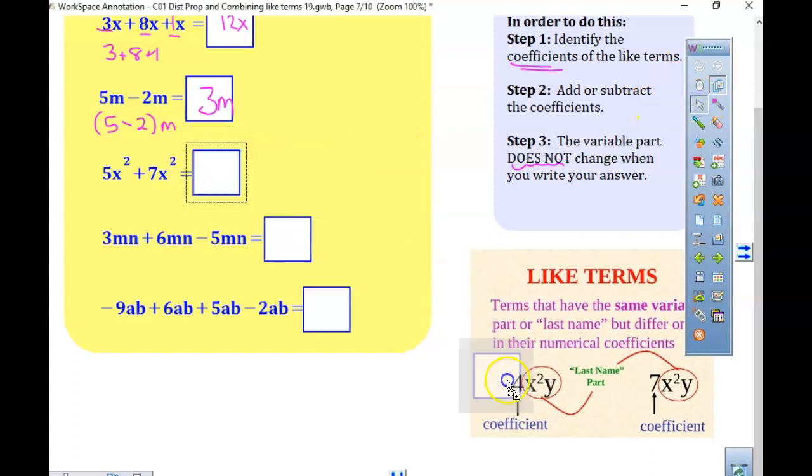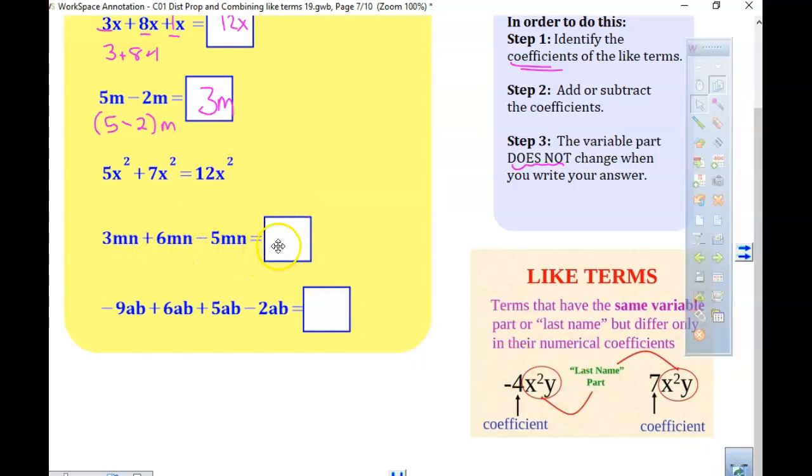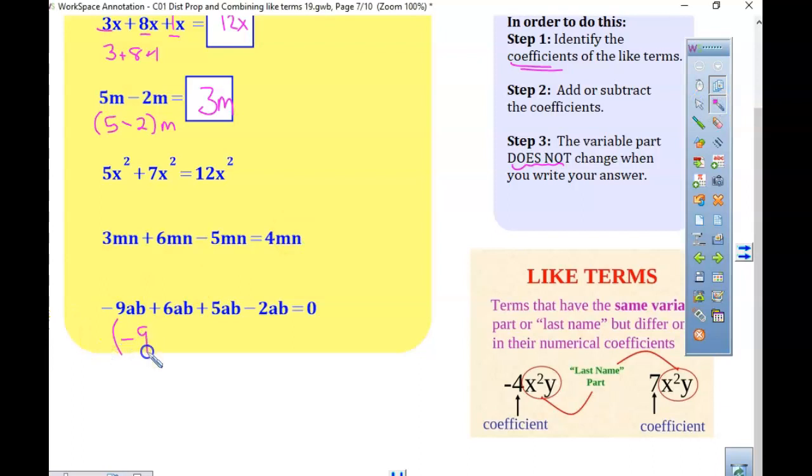This first one, 5 plus 7, if we add those together, gives us 12 and the x squared. Notice mn, we are going to add our coefficients. So we have 9 minus 5, which leaves us with 4. AB, all the same, so we are going to add our coefficients. And again, sometimes when we say adding, we do mean subtraction too. We are taking -9 plus 6 plus 5 minus 2, keeping your A and B.